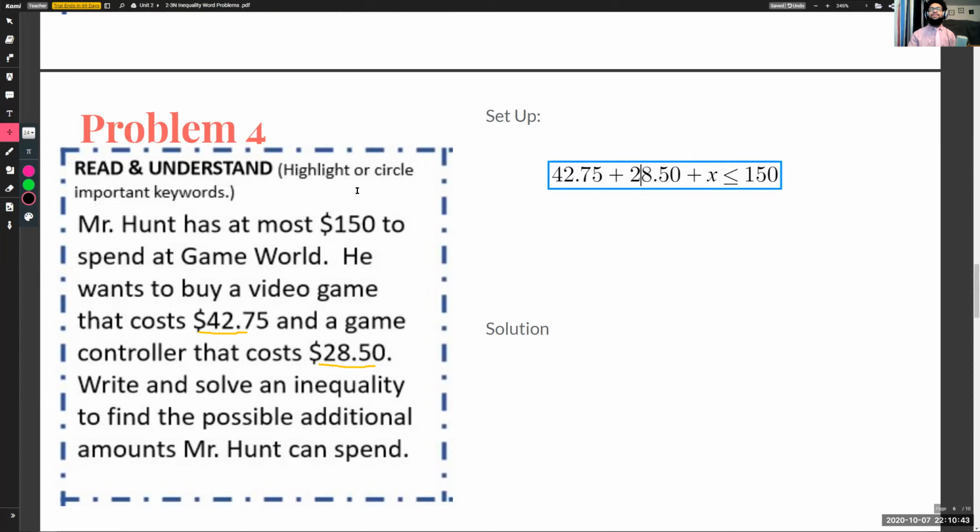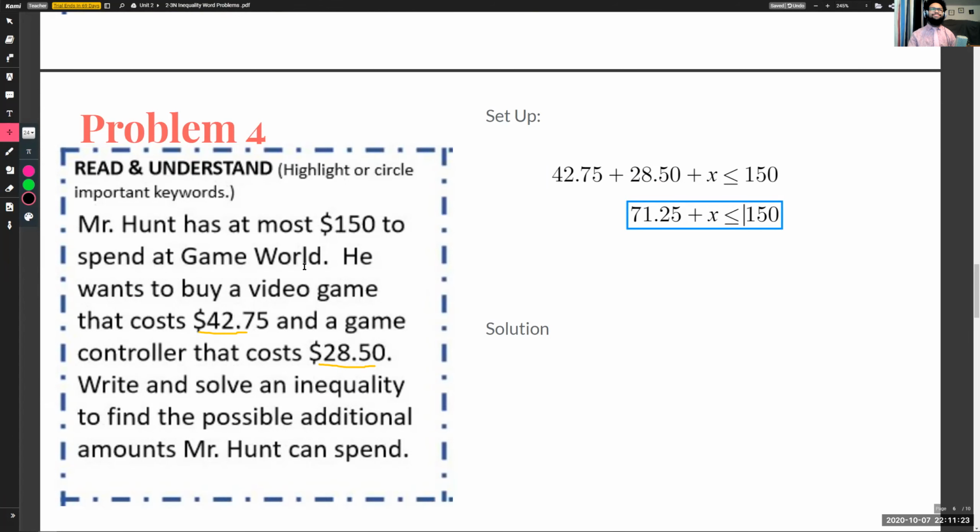All right. So now that we're at this step, we are going to combine our like terms, and I'm going to type this in to see what I get. You get 42.75 plus this 28.50. That's going to give you 71.25 plus x, don't forget that, is less than or equal to this 150. And there we go. We've set the problem up and we've begun the process of solving it.